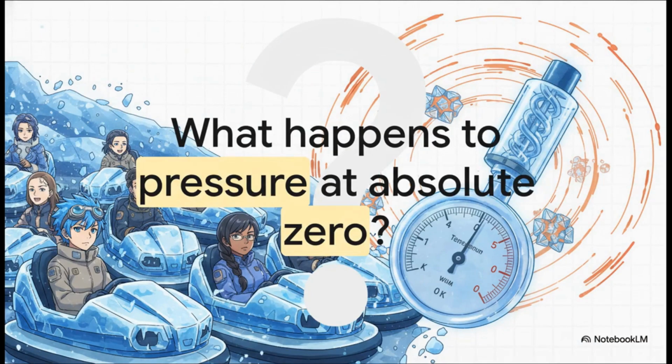We've totally mastered the math and the physics today, but I want to leave you with a bit of a mind bender that points right back to our kinetic theory. If absolute zero stops all molecular motion entirely, what exactly happens to pressure when we finally reach it? Imagine all those microscopic bumper cars just freezing in place, totally unable to hit the walls. It is a fascinating extreme limit of physics to ponder.